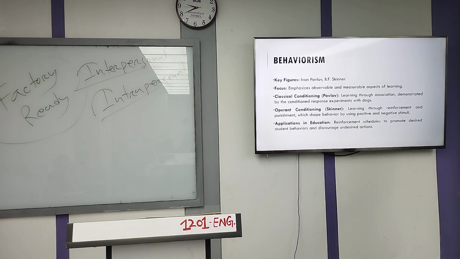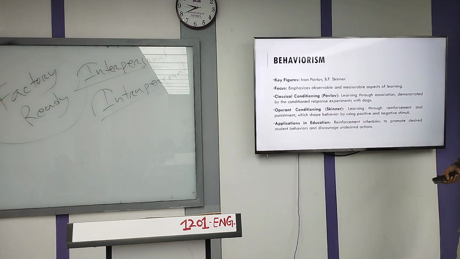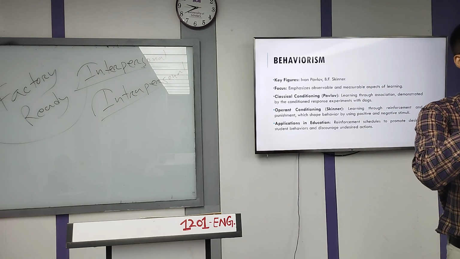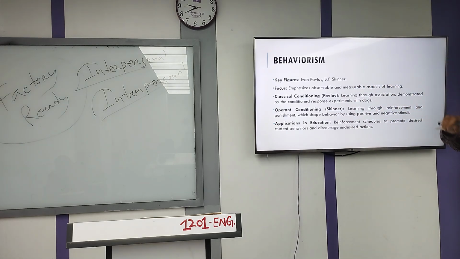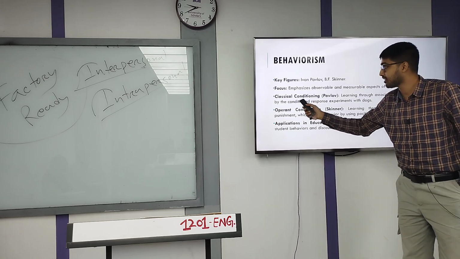Okay, then classical conditioning by Pavlov. Pavlov is saying that learning happens through association, demonstrated by the conditioned response experiments with dogs. Well, he did it with dogs. It's an example, but the main thing is association, demonstrated by conditioned response. The most important thing in this line is conditioned response.